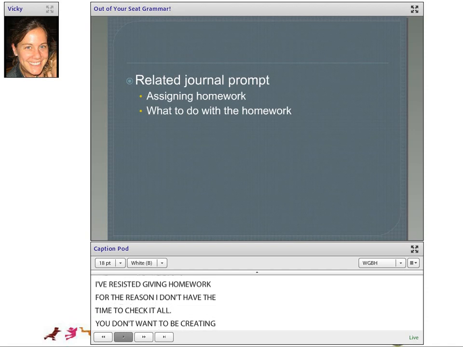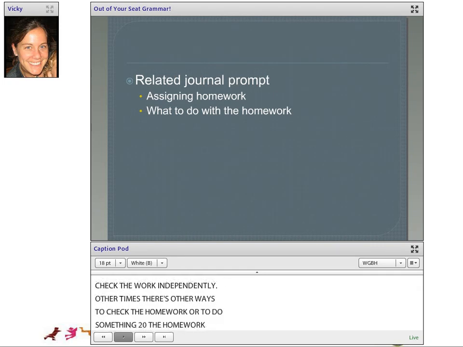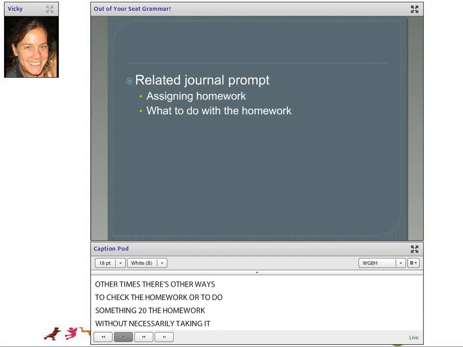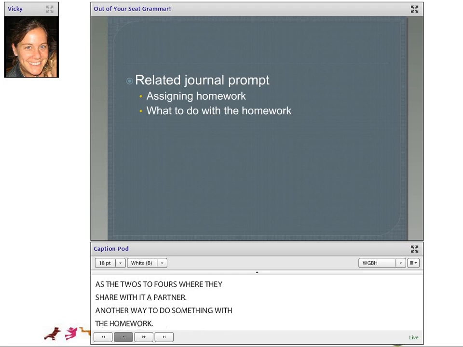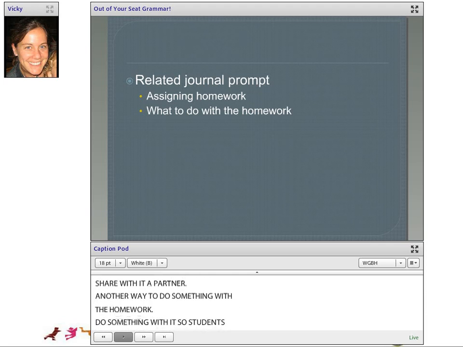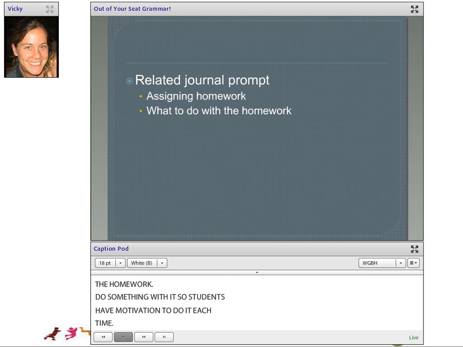So, yes, sometimes you do want to check the work independently, but other times there are other ways to do something with the homework without necessarily taking it home and reading carefully through each person's work. You might do something such as the 2s to 4s where they share it with a partner, or some other creative way. You want to do something with it so students have motivation to do it each time, but maybe in a way that makes it easier for you so that you're not loading yourself down with more work.